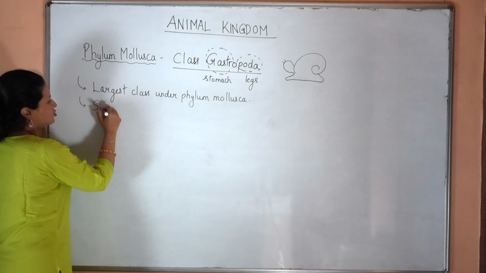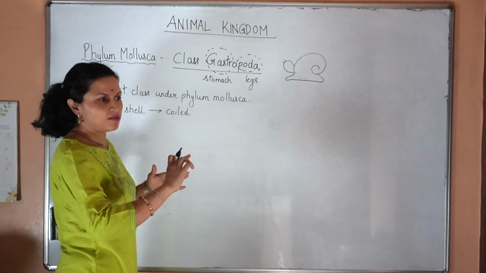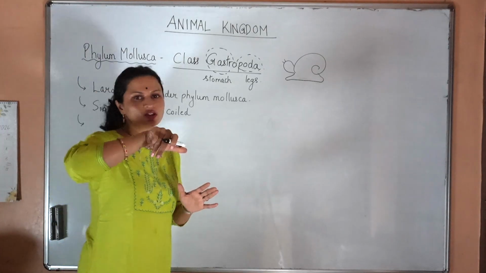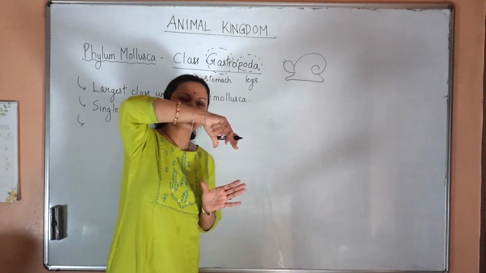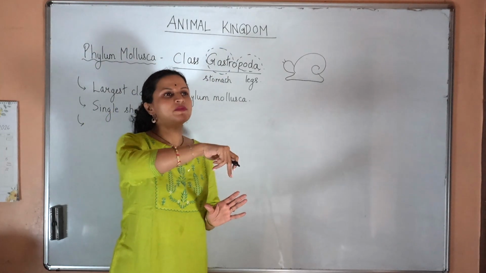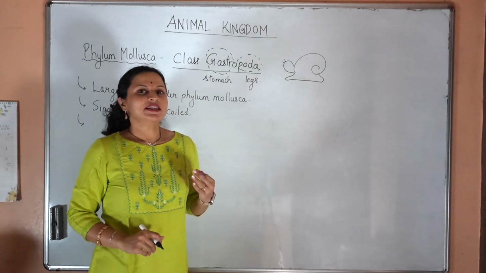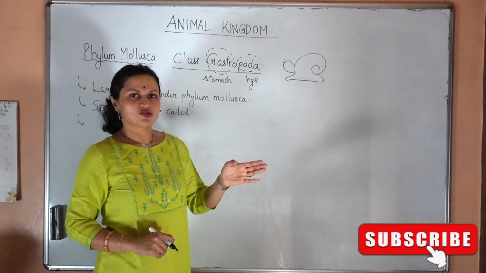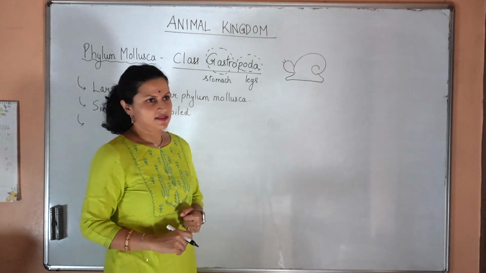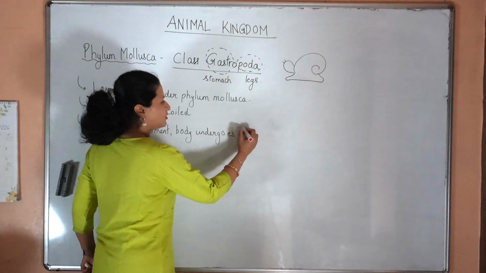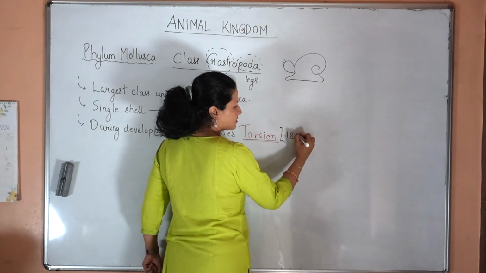They have a single shell. The shell may be coiled. In this class, during development, the body undergoes a so-called torsion. Because of the coiling of the shell, the body undergoes torsion. Torsion means the movement of the body 180 degrees, because of which the ctenidia and the anus, which are supposed to face the posterior end, now start pointing towards the anterior end. Torsion is a 180 degree turning.